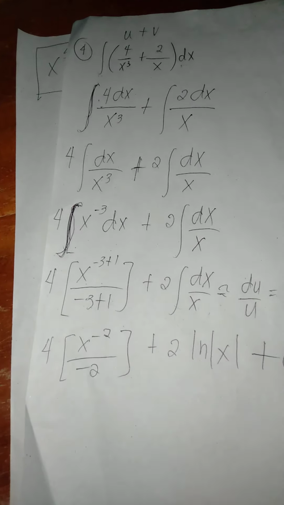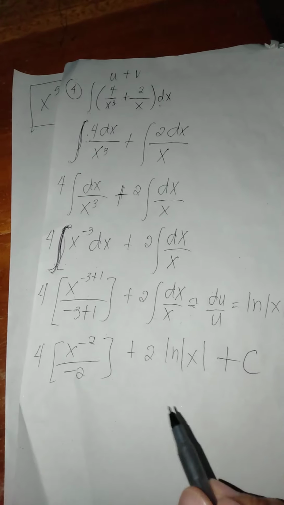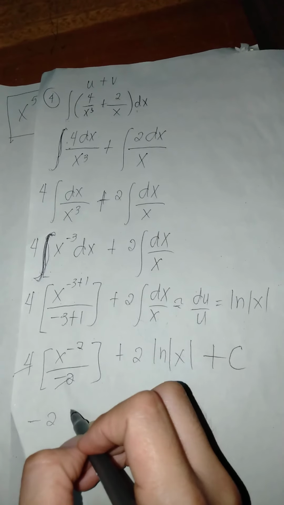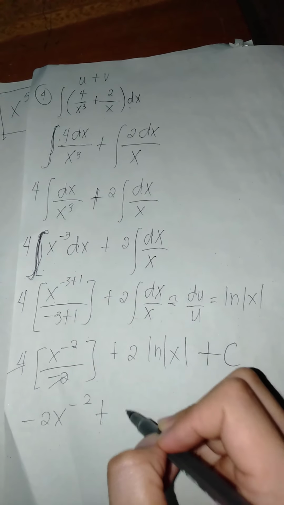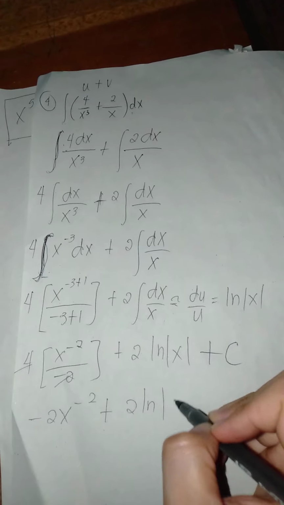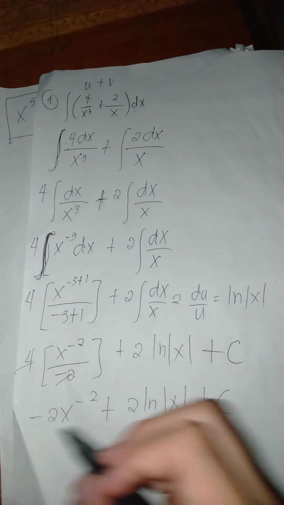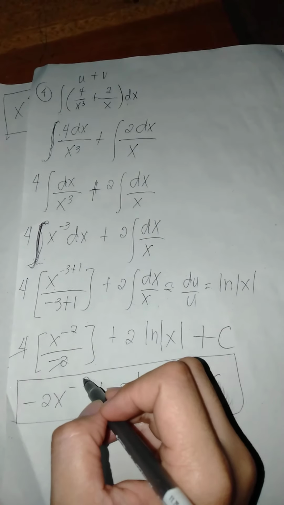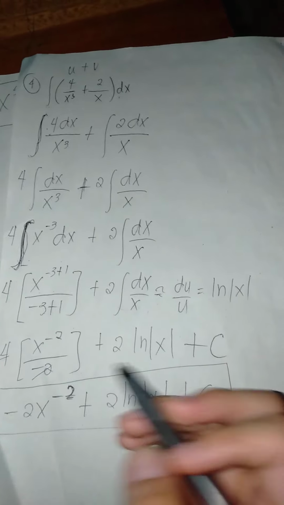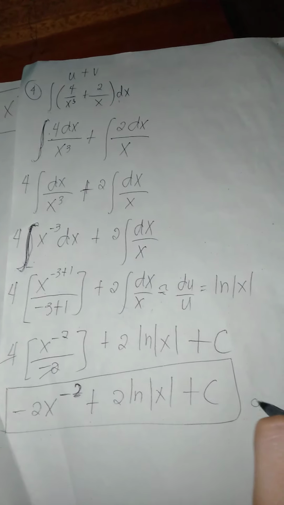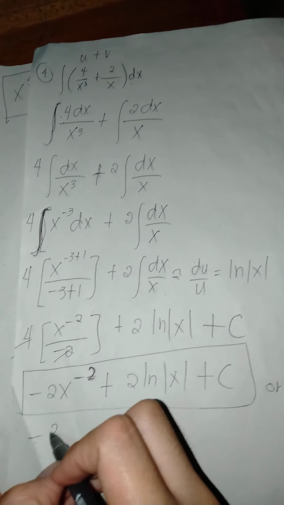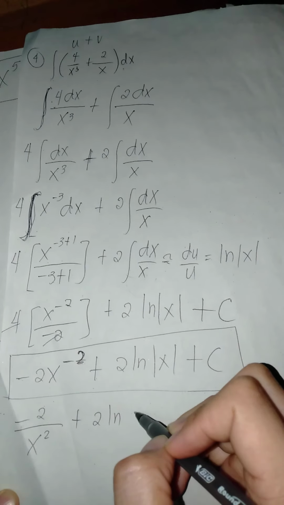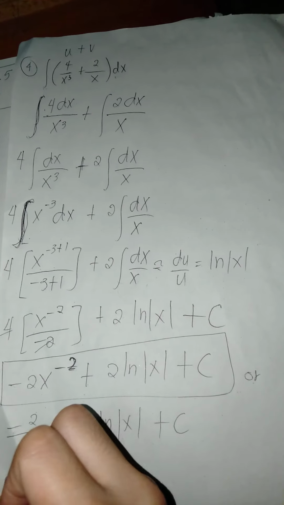Okay? Ayan. So, since magka-cancel out, 4 divided by negative 2 is negative 2, x to the negative 2, plus 2 ln of x plus c. Actually, this will be your final answer. Pwede na yan. Or if you want, kung gusto maging positive yung exponent, since negative 2, ibaba mo siya, or you can take the inverse. So, negative 2 over x squared plus 2 ln of x plus c. Okay, so yun na siya.